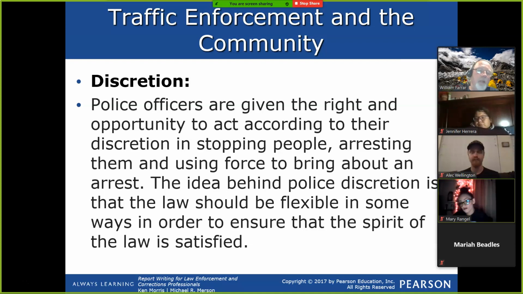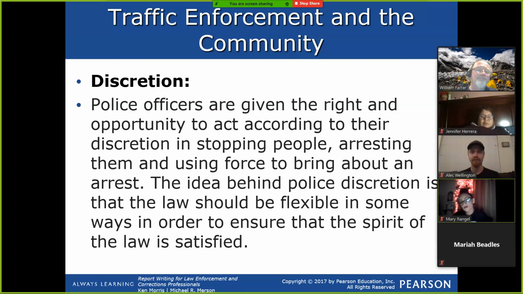And a lot of times they would say, yeah, I do. I was going too fast, or yeah, I kind of rolled through that stop sign. Okay. And then you could decide what you're going to do. So that's kind of the spirit of the law. The letter of the law is a little bit different. 55, stay alive. If you go over that, you get a ticket.